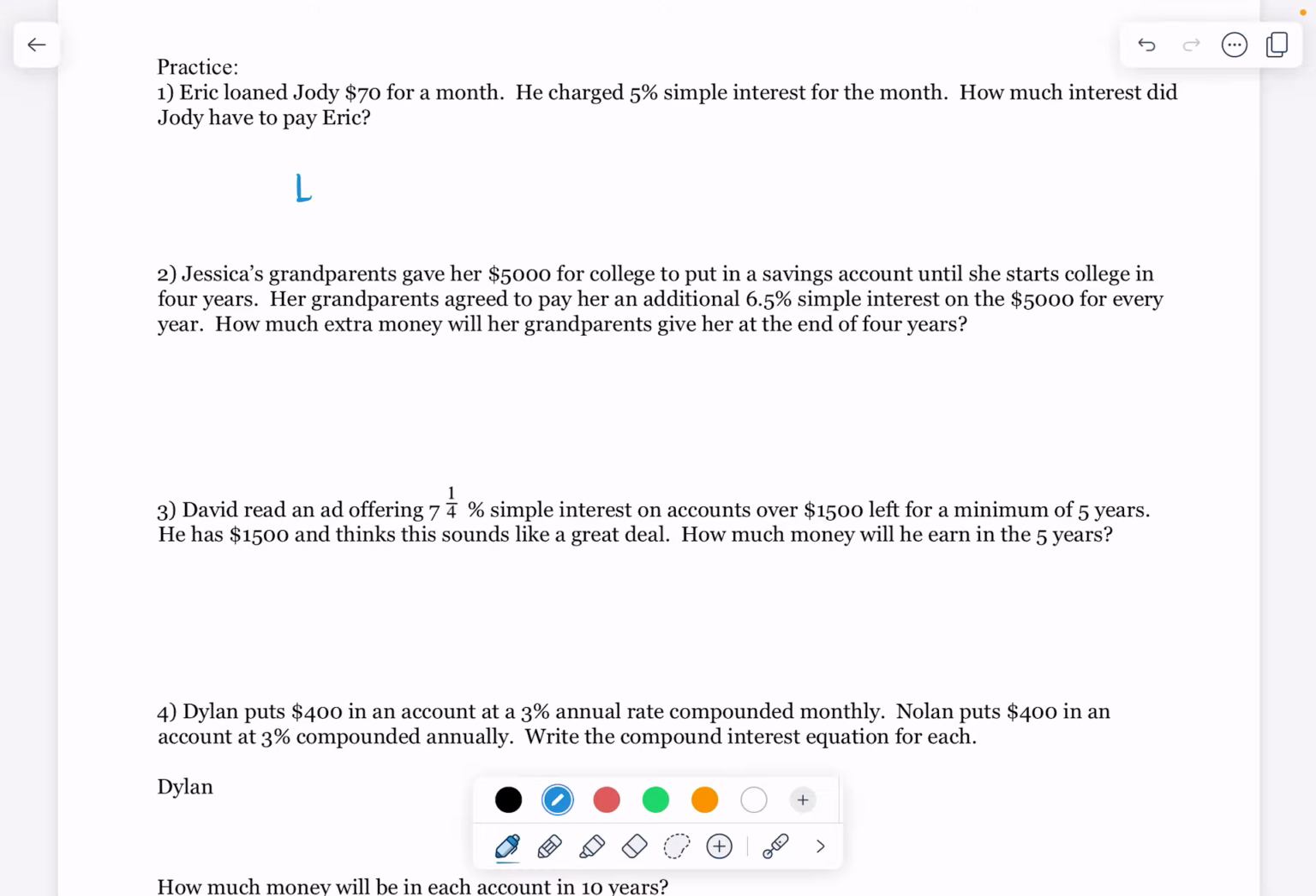So in this case, I'm going to use the simple interest formula to not get the total amount, but the interest amount. So I'm going to say I equals PRT, okay? And so here we're going to say interest is equal to the principal, $70, times the rate of 0.05, times the number of times that it will have to pay out that interest, which is just once for the month. Multiplying those out, we'll find that it would be $3.50 of interest that needs to be paid in addition to the $70.